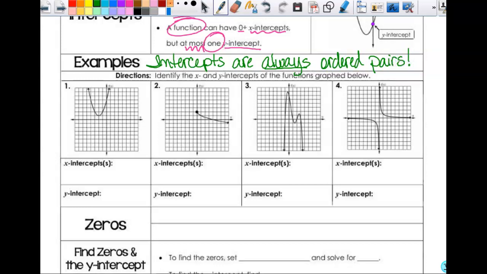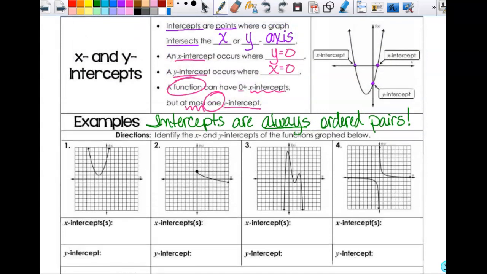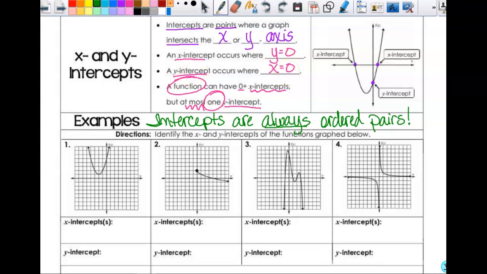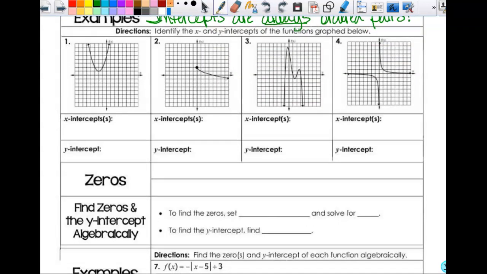Okay, so if I ask you for an intercept, you have to give me an X and a Y value. So when you're talking about X-intercepts and Y-intercepts, you have to make sure that you put the 0 in the correct place. And remember, for an X-intercept, Y is 0. For a Y-intercept, X is 0. So you just told yourself right there. So we're going to identify the X and Y-intercepts of the functions graphed below.